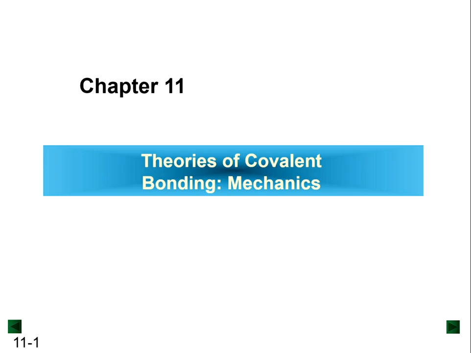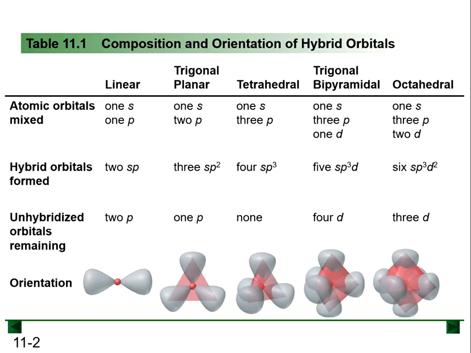Now we'll go over problem solving related to the concepts from Chapter 11. First, we'll look at hybrid orbitals and valence bond theory. This table is a quick summary of what we learned about hybrid orbitals.